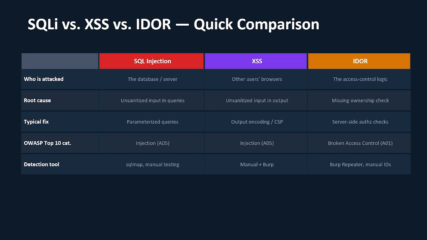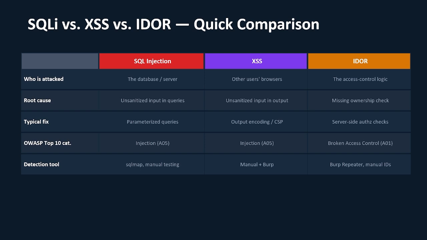Typical fix: parameterized queries. You want to sanitize your input for cross-site scripting, and there's the output encoding. IDOR is server-side authz checks. The OWASP Top 10 category for SQL injection is injection, which is A05. Cross-site scripting is also injection, A05. And IDOR is broken access control, which is A01.